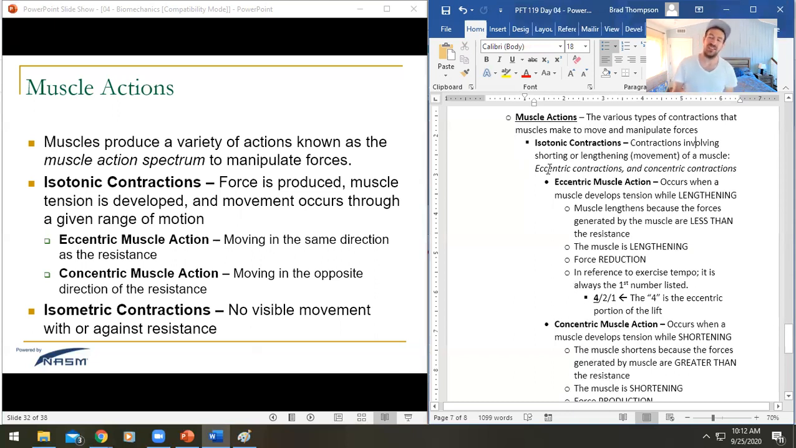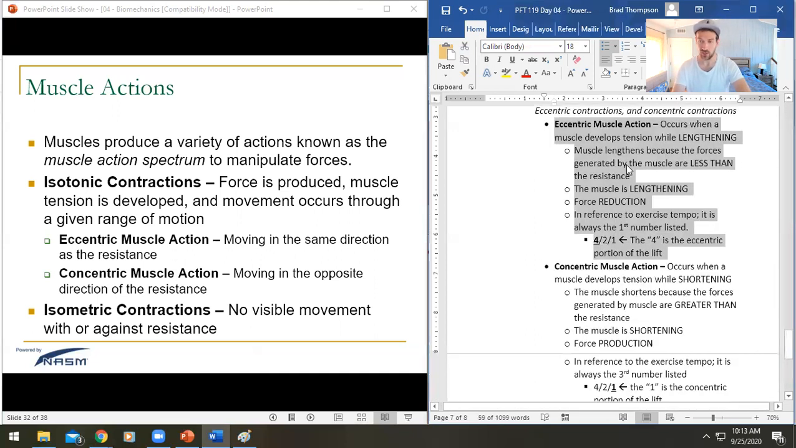You might get a question about that, but honestly, that term is really not that important. This is just, again, scientists trying to get it down to 2. Honestly, this first one is just not a very important distinction. But isotonic contractions are contractions that involve shortening or lengthening. They involve movement, right? So the important terms are these 2. Eccentric contractions and concentric contractions, right?